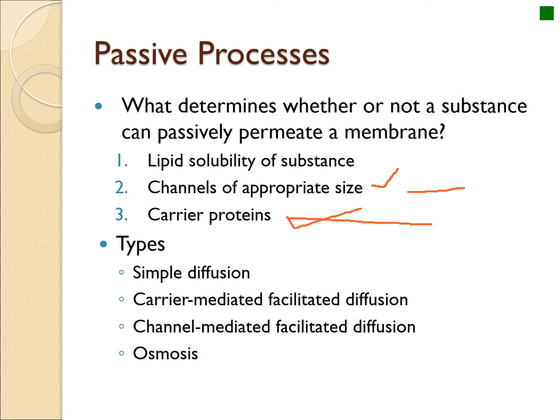And so what are the types of passive transport? There's what's called simple diffusion. There's what's called carrier-mediated facilitated diffusion. I love these terms. Channel-mediated diffusion, and then osmosis, which is actually a special type of diffusion. That's a diffusion of H2O, which is water.